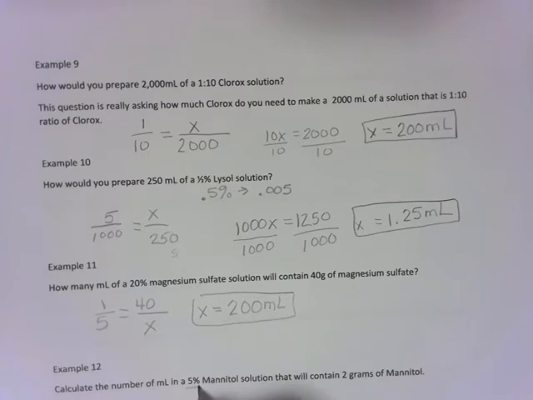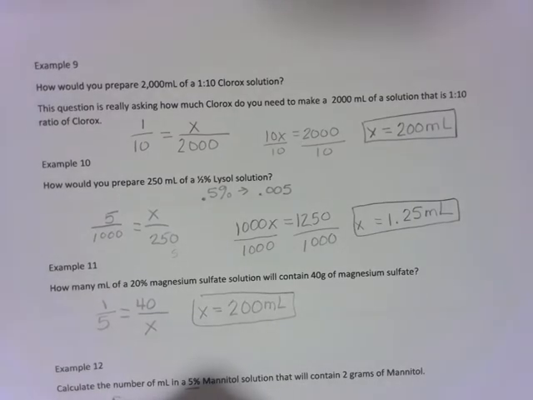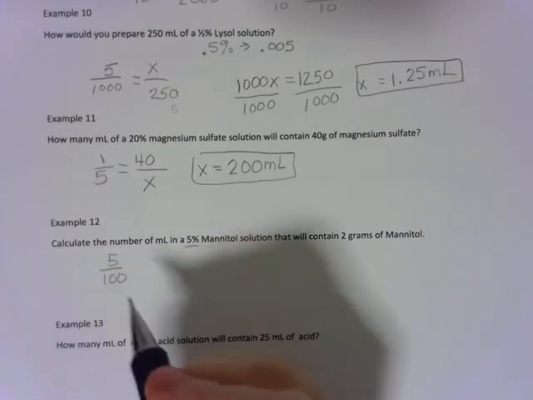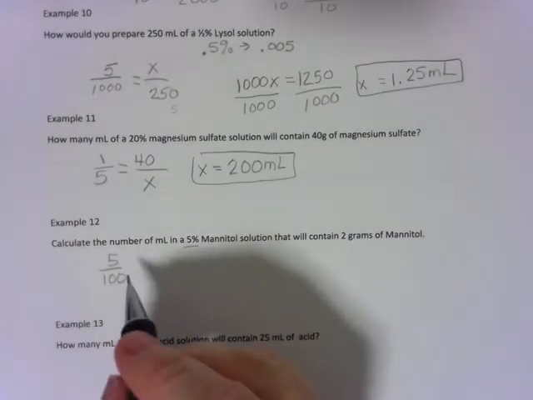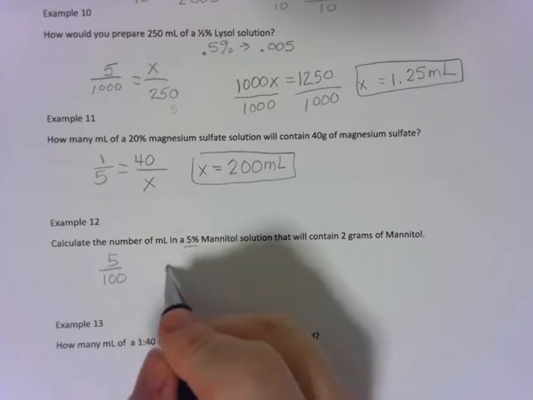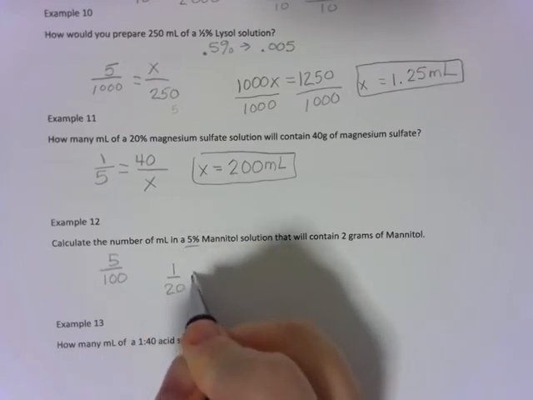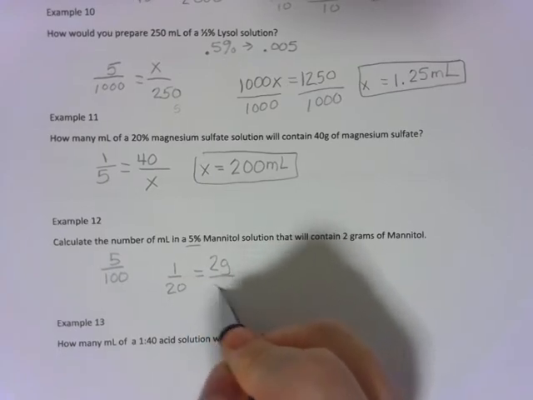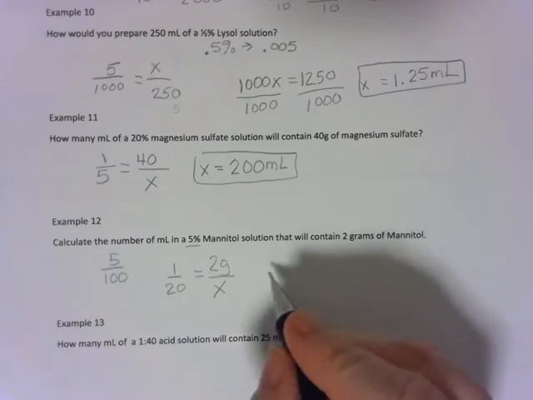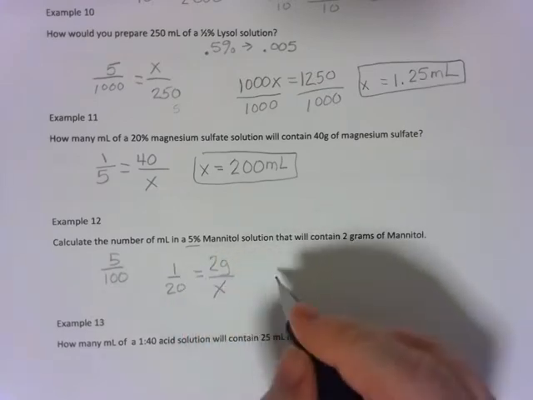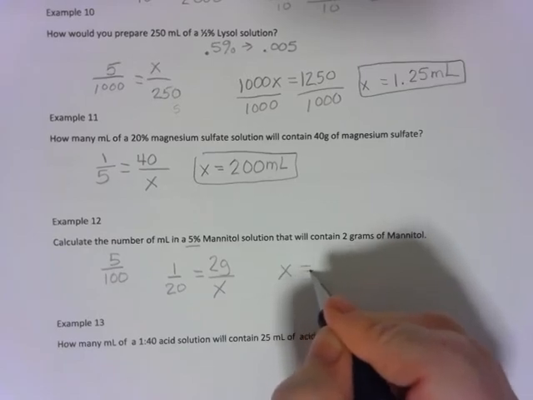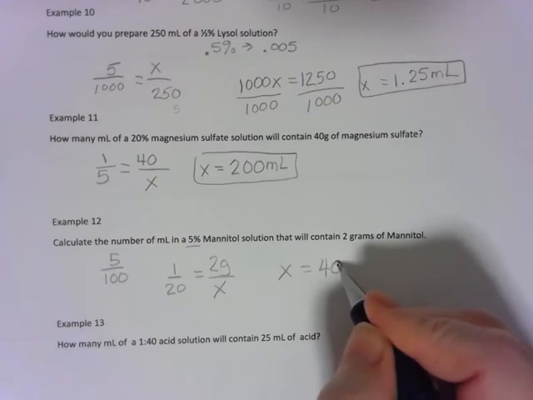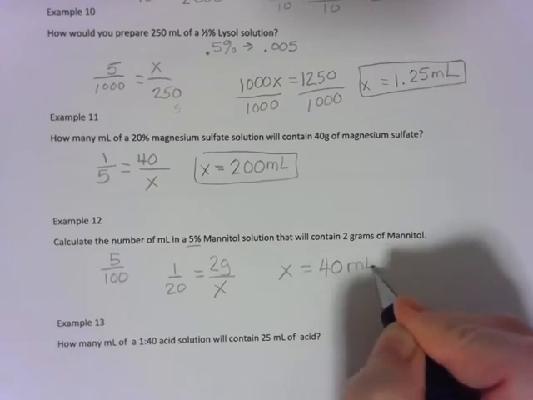We have a 5% solution, which I can represent as 5/100. I could reduce that to 1/20. We have 2 grams over X. And again, we do our cross products. X times 1 is X. 2 times 20 gives me 40, and my answer is going to be in mLs.